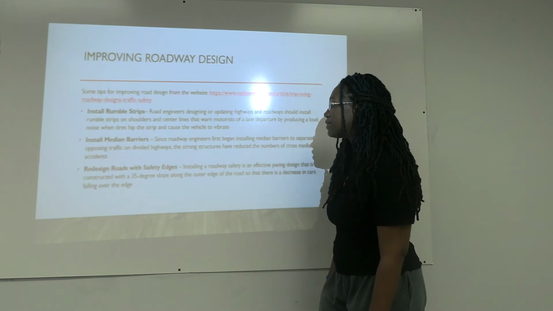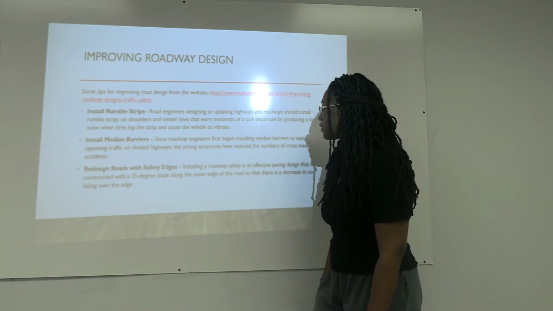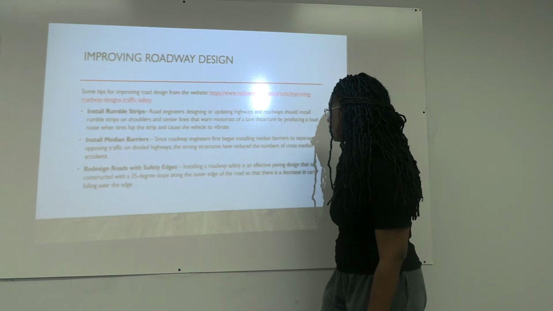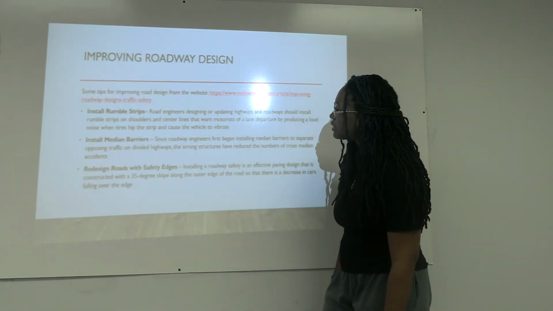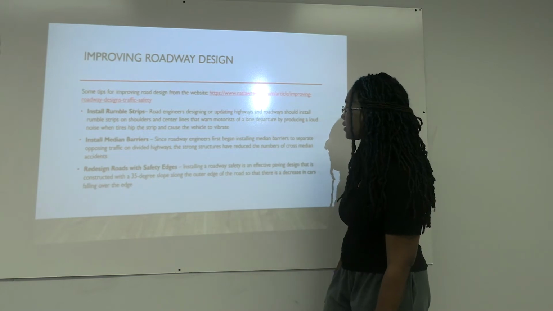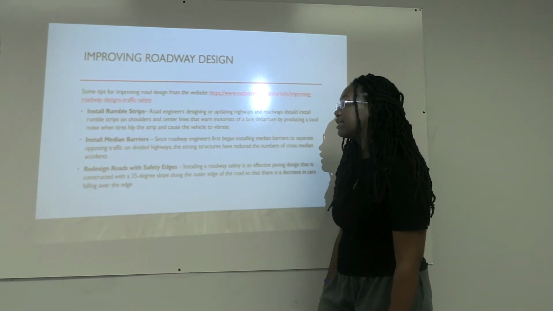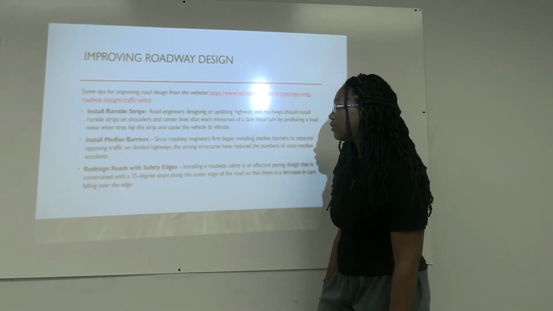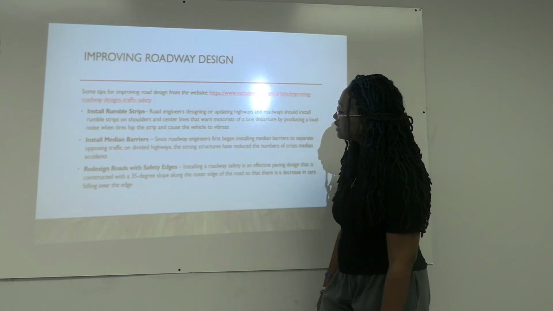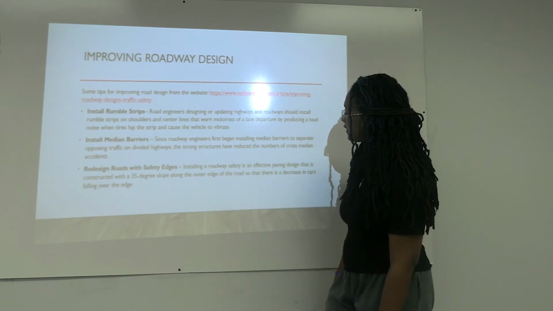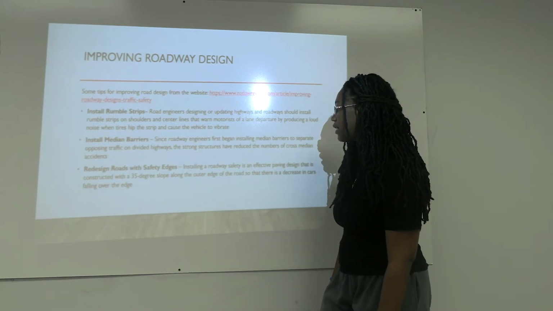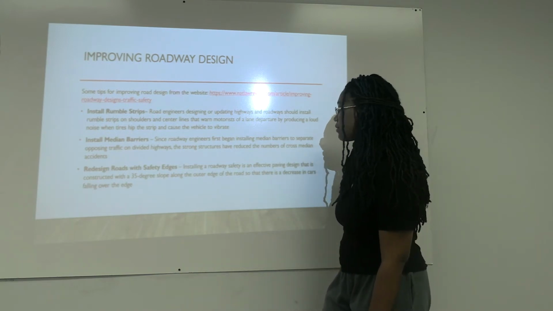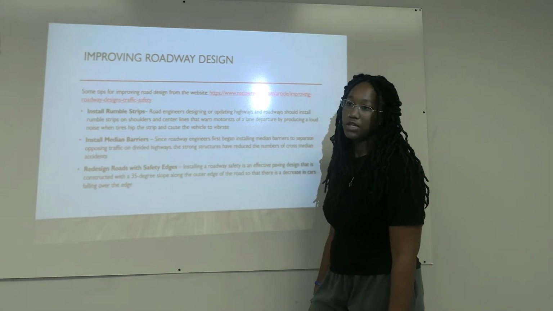Install median barriers. Since roadway engineers first began installing median barriers to separate opposing traffic on divided highways, the strong structures have reduced the number of cross-median accidents. And redesign roads with safety edges. Installing a roadway safety edge is an effective paving design that is constructed with a 35-degree slope along the outer edge of the road so that there is a decrease in cars falling off over the edge.